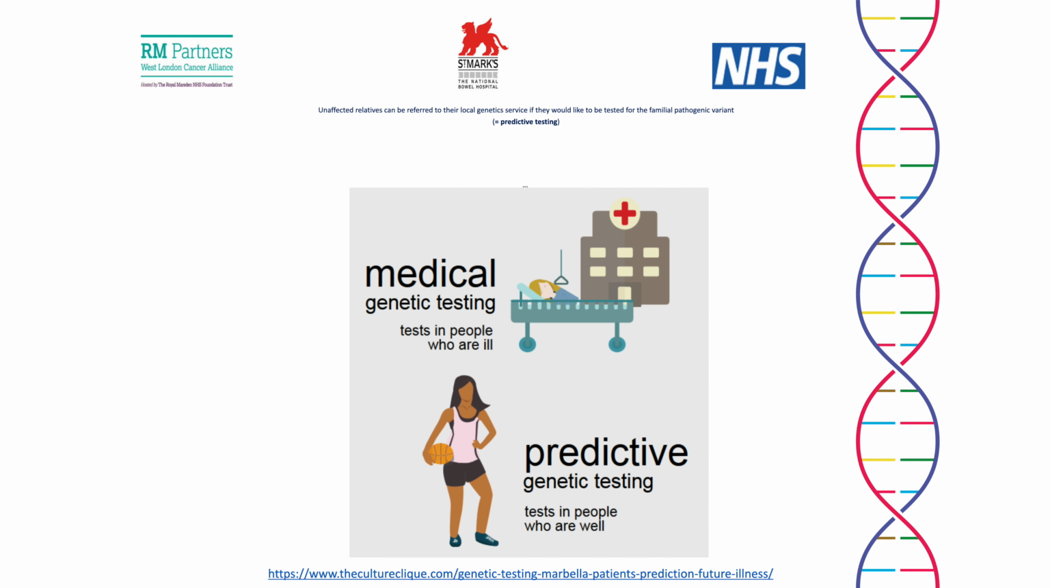Unaffected relatives of Lynch syndrome patients can be referred to their local genetic services if they want to discuss predictive genetic testing for the familial MMR pathogenic variant from the age of 18. Predictive genetic testing should only be performed by specialised genetic centres.